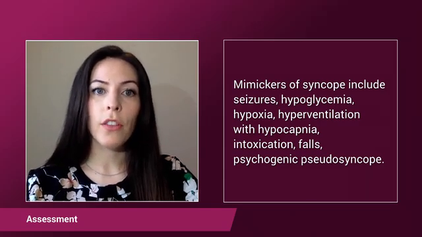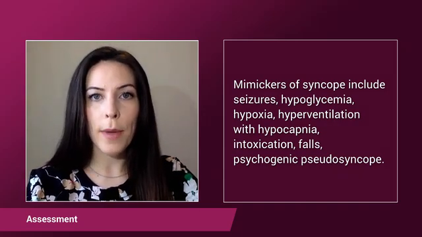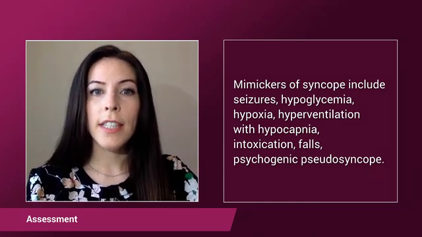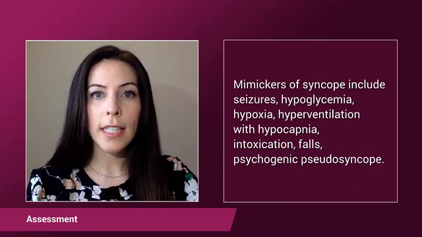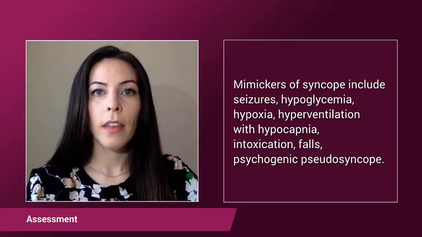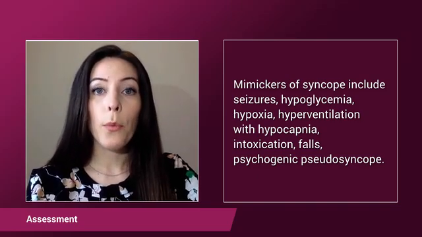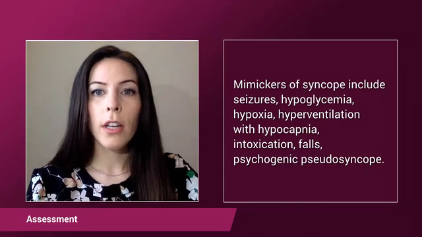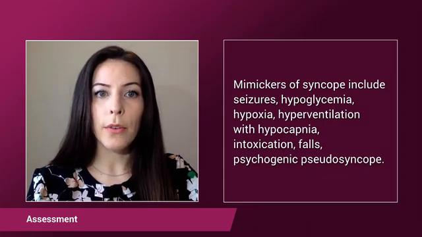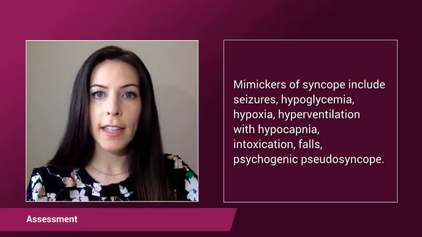Mimickers include conditions with a loss of consciousness, but where the loss of consciousness is due to a metabolic or structural abnormality rather than global cerebral hypoperfusion. This occurs in the case of seizures, hypoglycemia, hypoxia, hyperventilation with hypocapnia, and intoxication. Mimickers also include conditions that are not associated with a loss of consciousness, but which occur suddenly, such as the fall or psychogenic pseudosyncope. Once these mimickers are ruled out, causes of true syncope can be divided into two major categories, cardiac and non-cardiac.